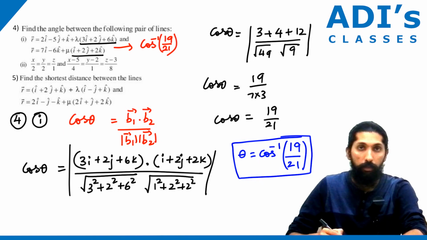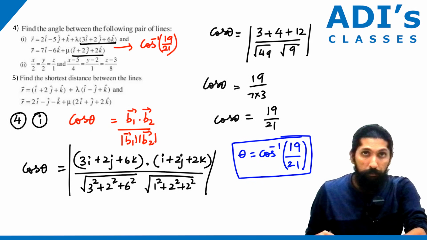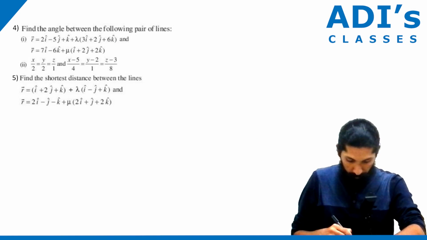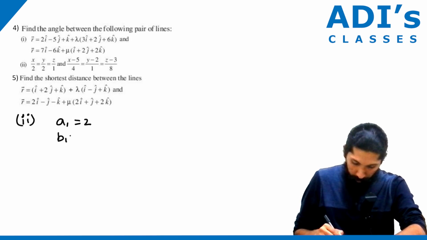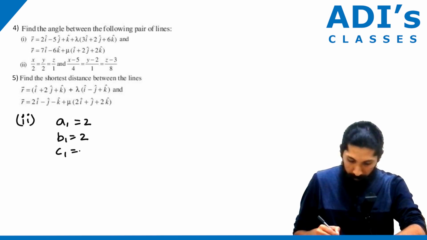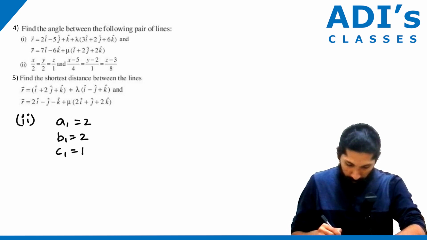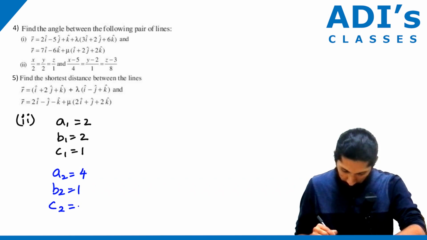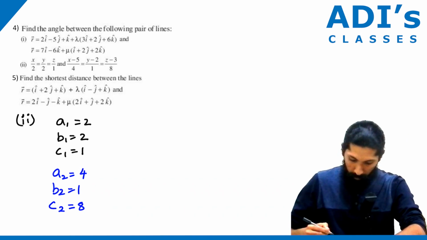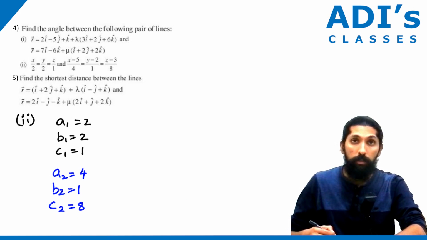Fair enough? Let's do the next one now. The second sub question here. Now in the second sub question, A1 is equal to 2, B1 is equal to 2, C1 is equal to 1. And we have A2 is equal to 4, B2 is equal to 1, C2 is equal to 8. Correct? We have A1, B1, C1, A2, B2, C2.